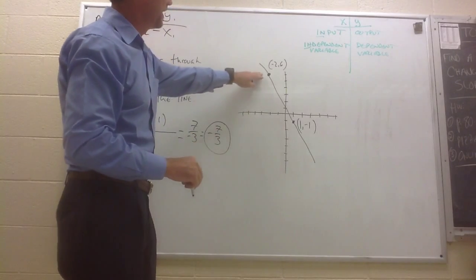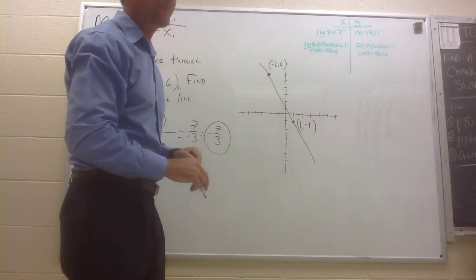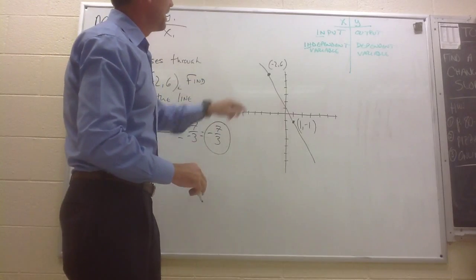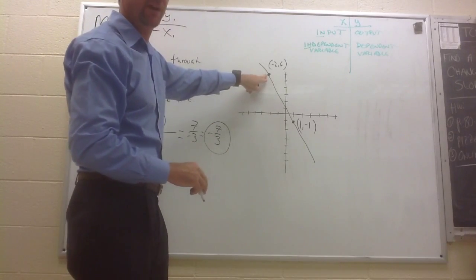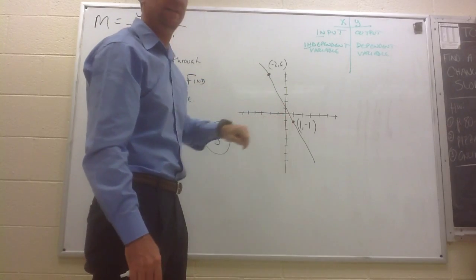So let's take a look here. We had those 2 points. I plotted them on the graph and put a line through them. Now we want to find the slope of this line. How do we get from this point to this point? We always read our graph just like we read words, from left to right.